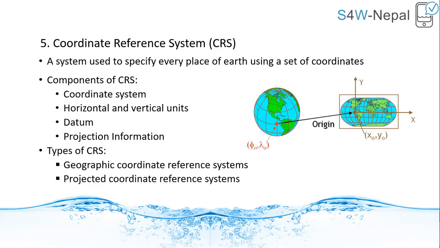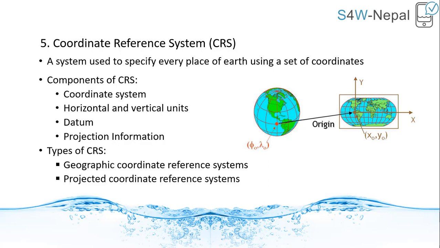First, coordinate system, the XY grid upon which your data is overlaid and how you define where a point is located in space. Second, horizontal and vertical units, the units used to define the grid along the X, Y, and Z axis. Third, datum, a model version of the shape of the Earth which defines the origin used to place the coordinate system in space. And fourth, projection information, the mathematical equation used to flatten objects that are on a round surface, example Earth, so that we can view them on a flat surface, example our computer screens.